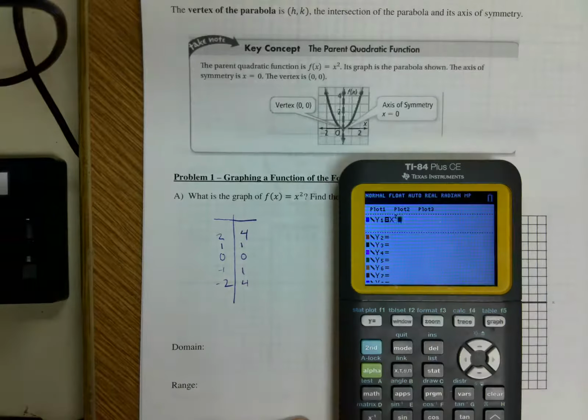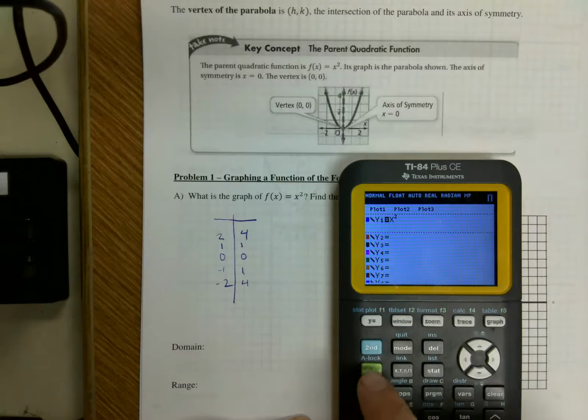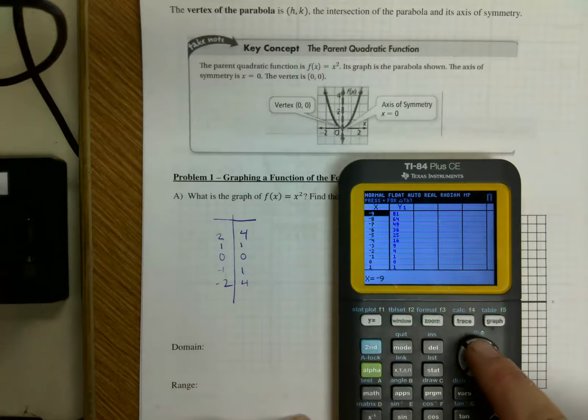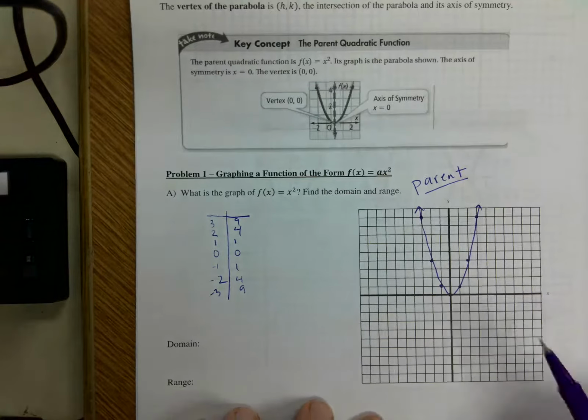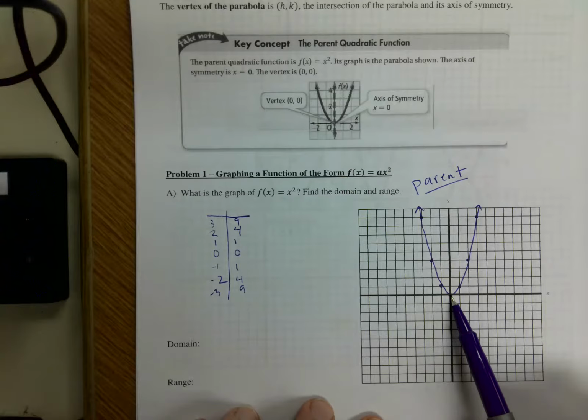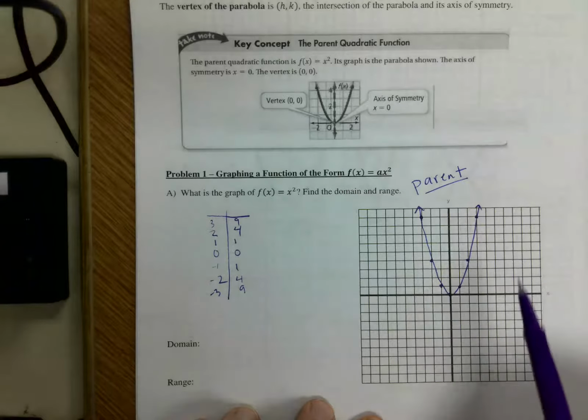You could do that, or you can go to your graph, go to y equals, plug it in, and then go second graph to get to your table, and then you can get these points here to plot your line. You should have at least 5 points on here. If you can't get 5 points, then I will know that, and we'll chit-chat about it. So plot 5 points, and your graph looks like this. Parent function, my vertex is at 0, 0, and this is what my typical function will look like.